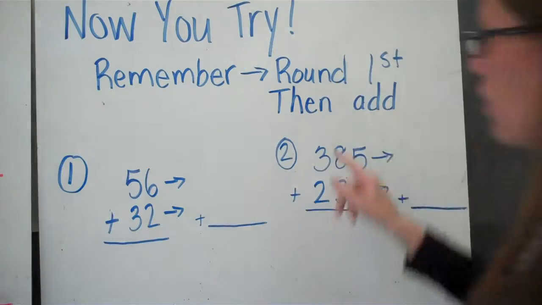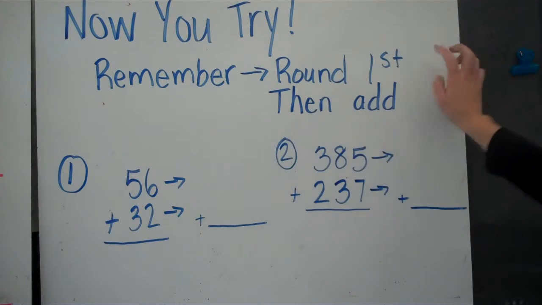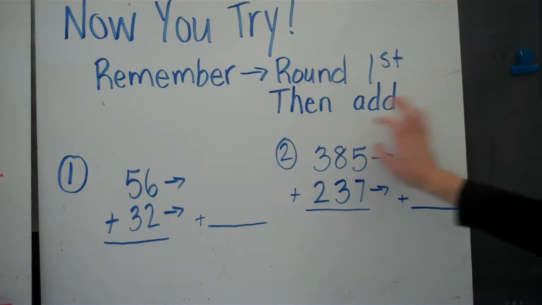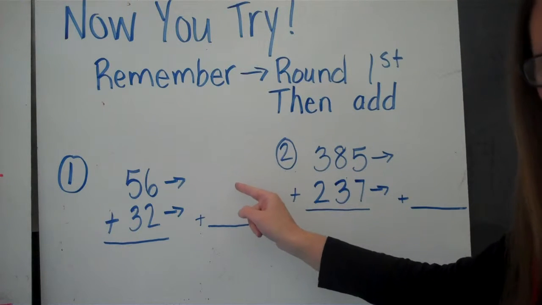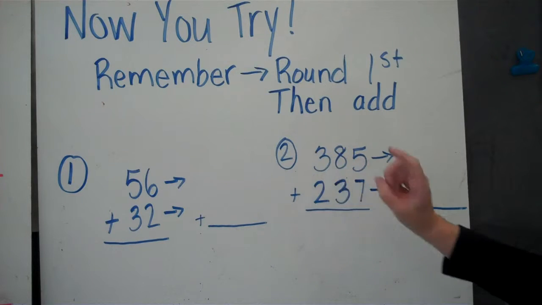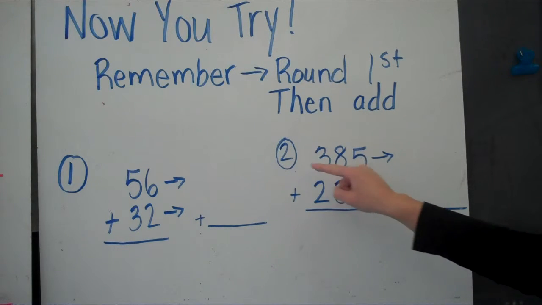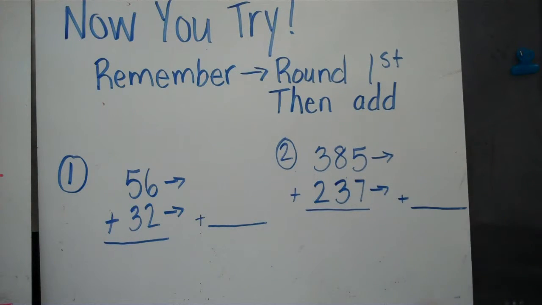Now it's your turn to try. Remember, round first, then add. Number 1 is a 2-digit number, so you're rounding to the nearest 10. Number 2 is a 3-digit number, so you're rounding to the nearest 100. Give it a try and then come show me your paper.